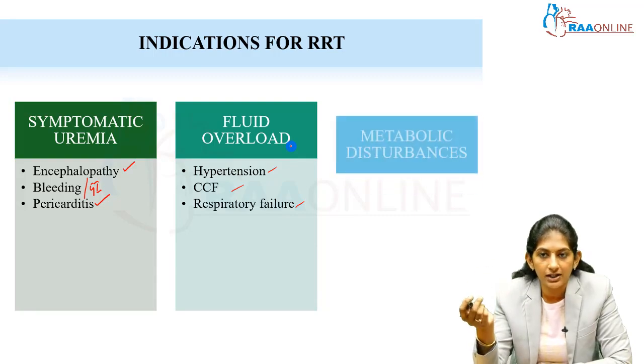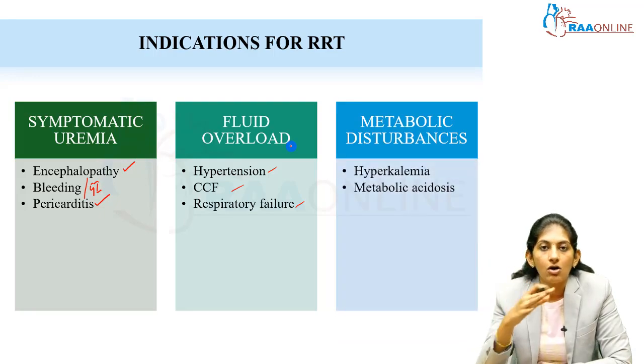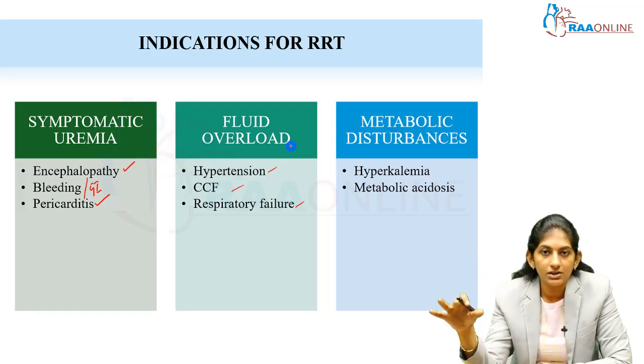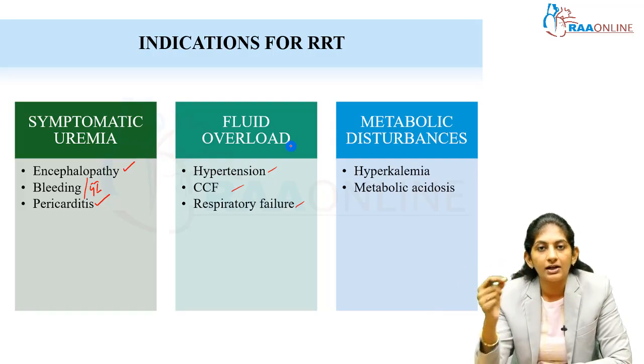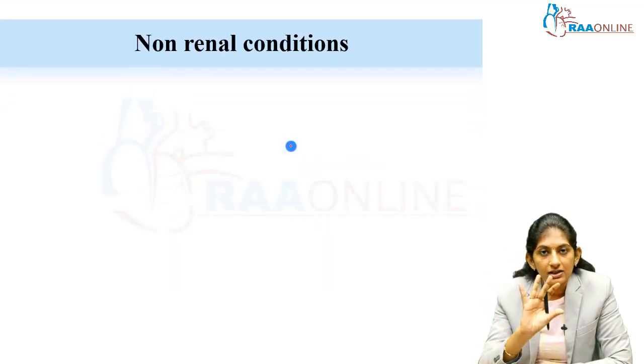Next is electrolyte disturbances or metabolic disturbances. Severe or refractory hyperkalemia, severe hypernatremia, severe metabolic acidosis, all those conditions will come under metabolic disturbances. So if you want to write for the exam, start with the indications for renal replacement therapy and then move on to write down what the common modalities are. So those are the renal conditions, you know.